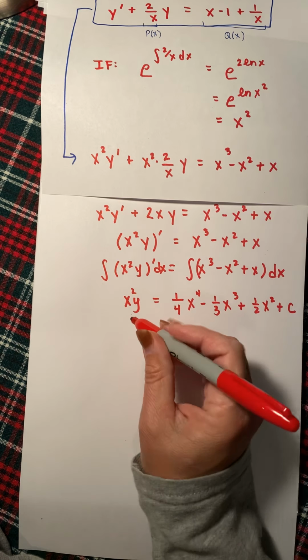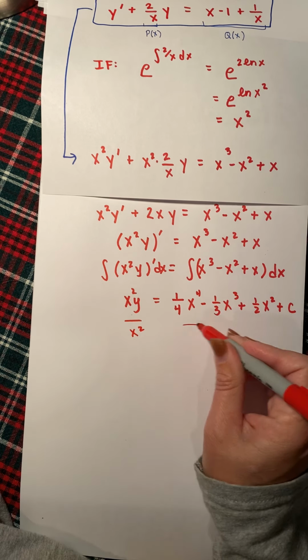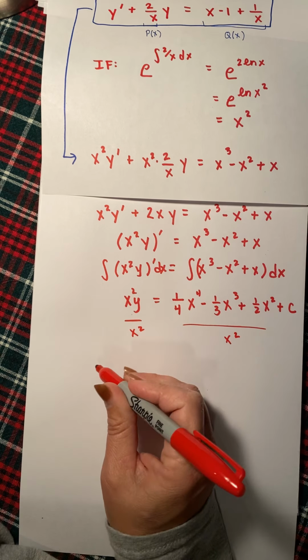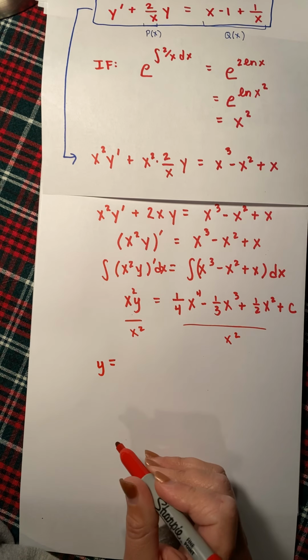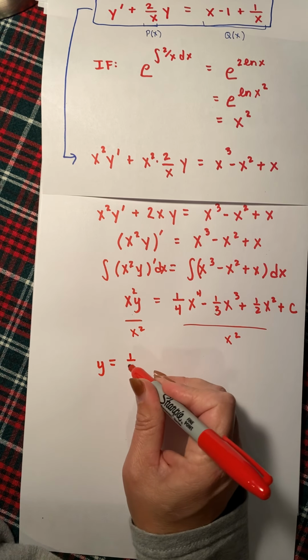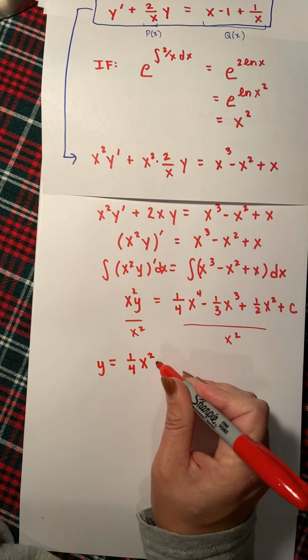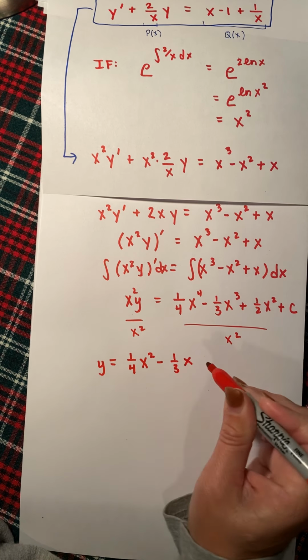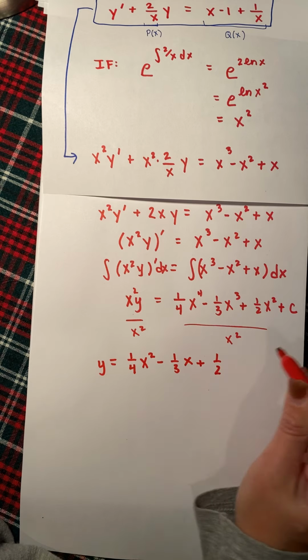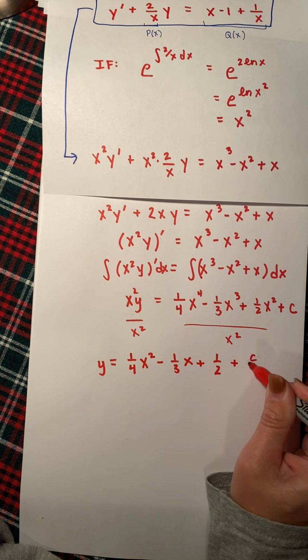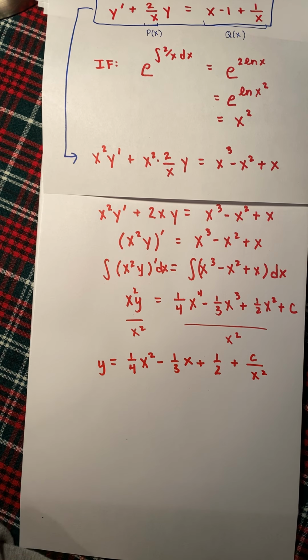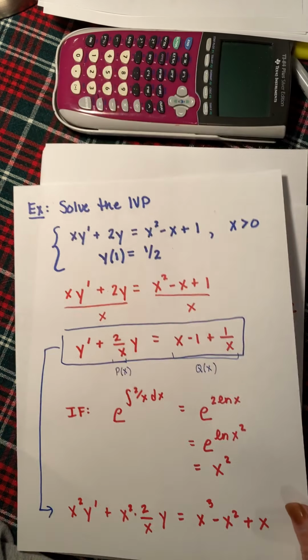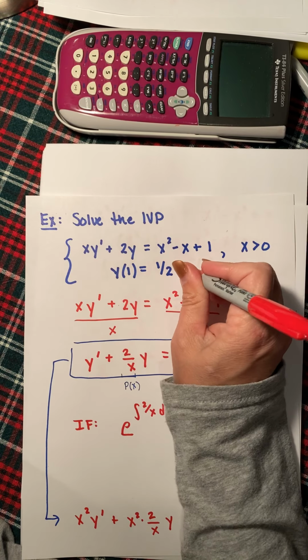Now to solve for y, I'm going to divide both sides by x squared. So our general solution will be y equals 1/4 x squared minus 1/3 x plus 1/2. Now be careful here, we still have this constant c over x squared. Now we have to go back to the beginning and use our initial condition right here.